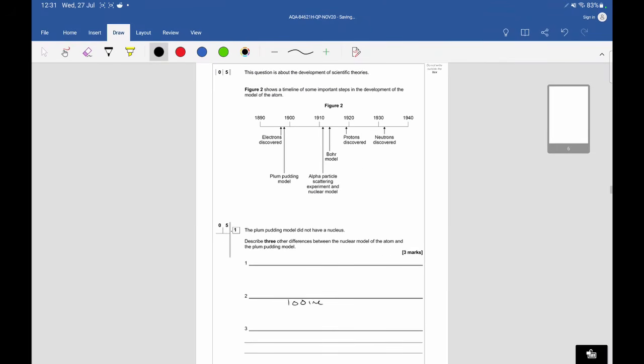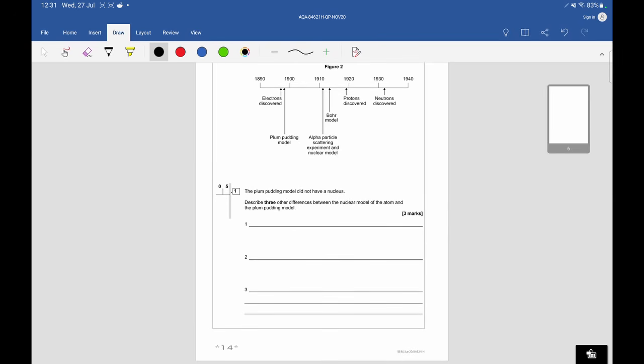Next question then, number 5, says the questions about the development of scientific theories. The plum pudding model did not have a nucleus. Describe 3 other differences between the nuclear model and the plum pudding model. So the first one is that it's mostly empty space. The positive charge is all in the nucleus in the nuclear model. And finally, the mass is concentrated in the nucleus as well.